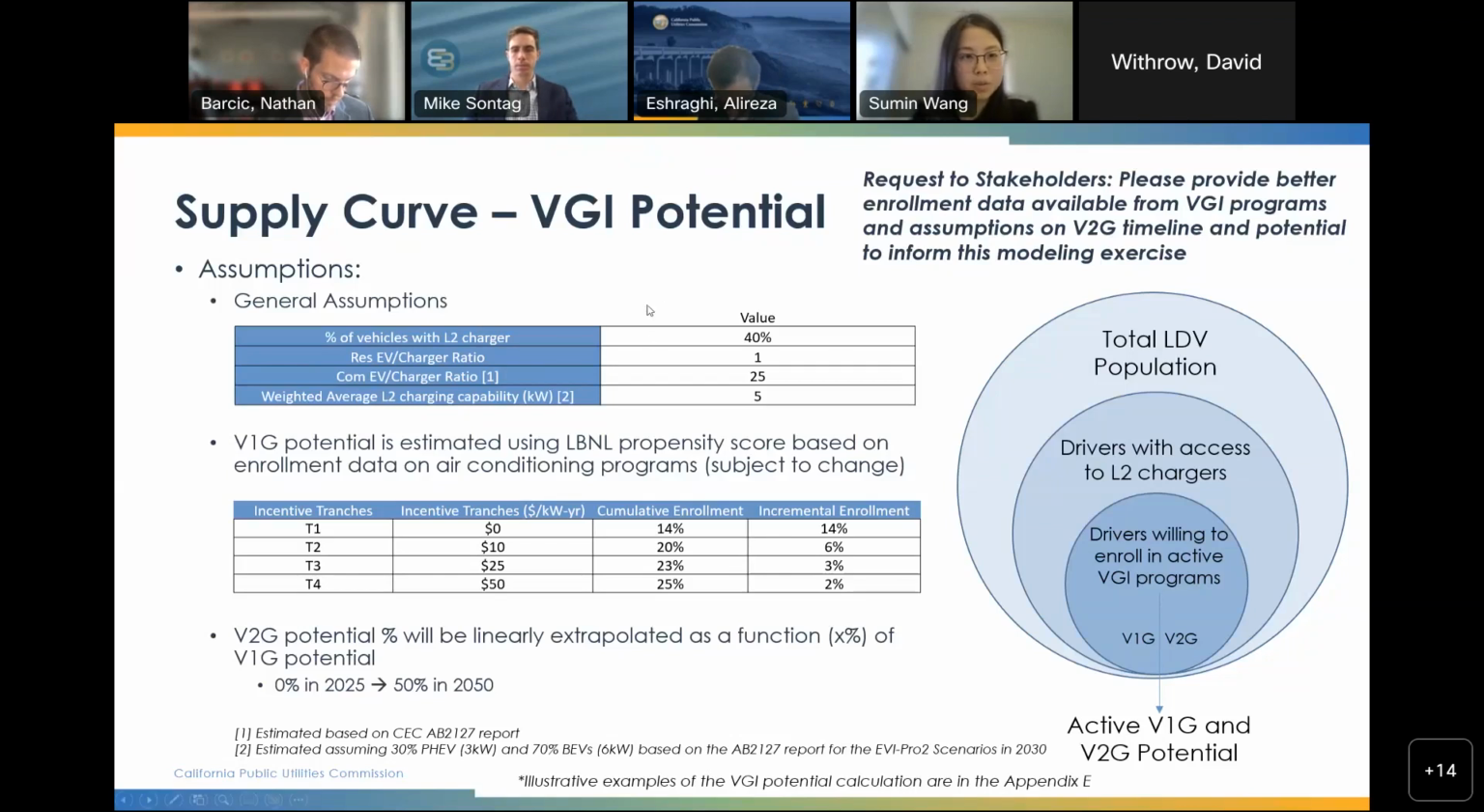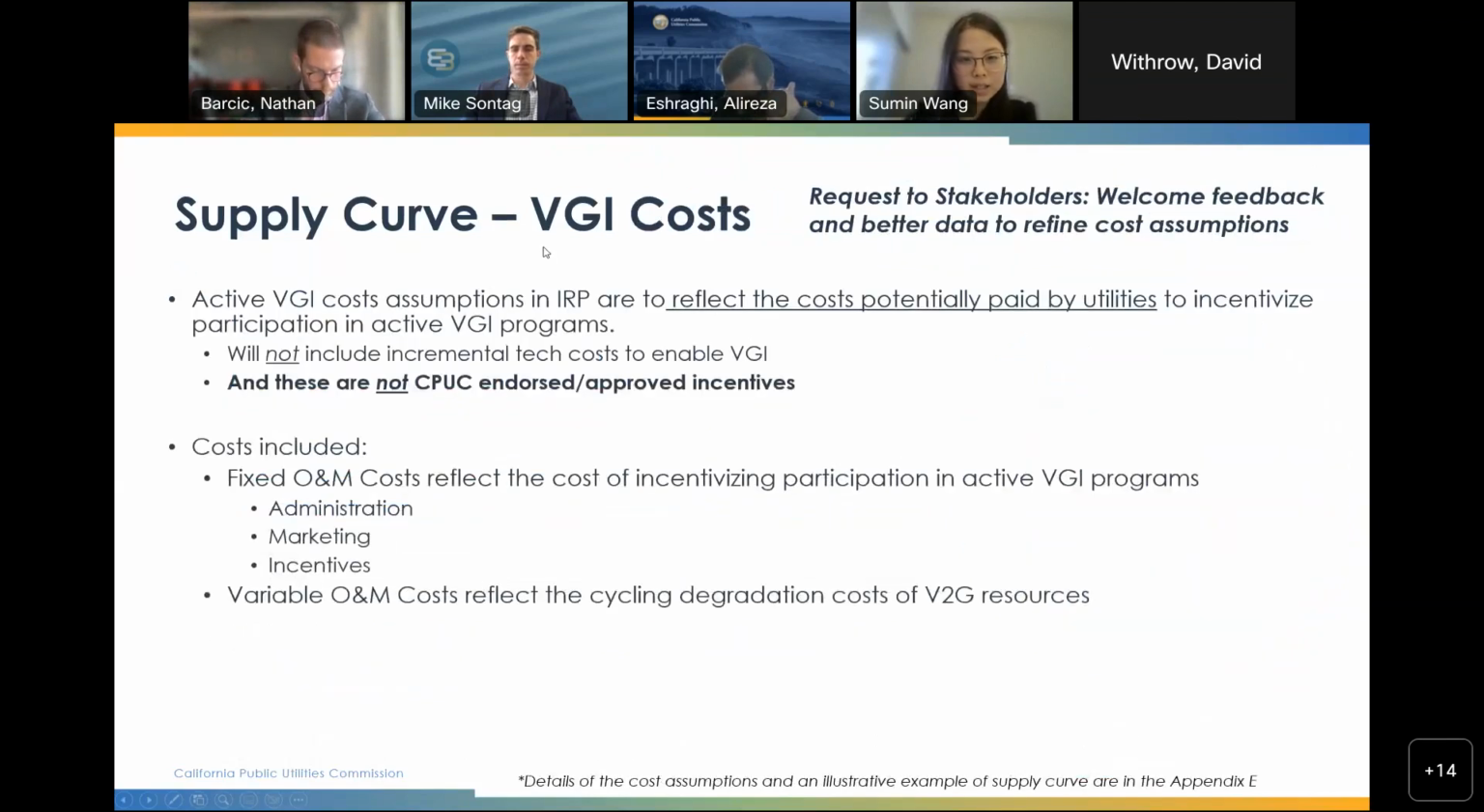The reason we assume it starts at 0% currently is because no vehicles currently in the system are able to discharge back to the grid without being in a pilot program. So we assume that the 2025 timeframe is more likely to be when FERC Order 2222 would be more in place. But this is also an area where we welcome input from the stakeholders on the assumption of the V2G timeline and potential, so we can better inform this modeling exercise. If we can go to the next slide.